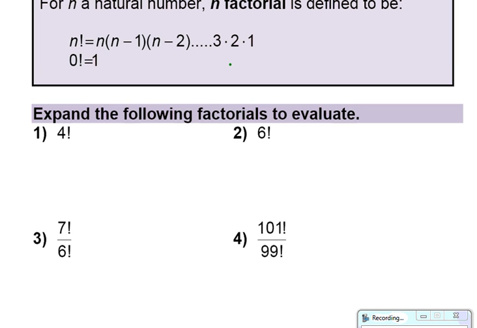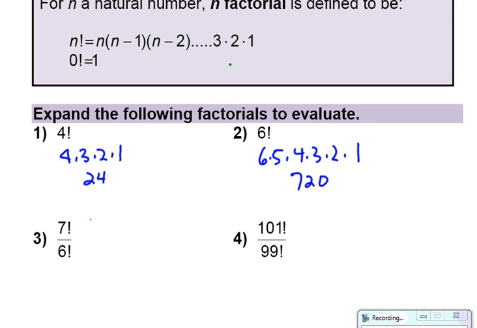All right, so some examples. 4 factorial then would mean 4 times 3 times 2 times 1. So that's 12 times 2 is 24. 6 factorial would be 6 times 5 times 4 times 3 times 2 times 1. So that's what, 30, 120, 360. So that comes out to be 720.